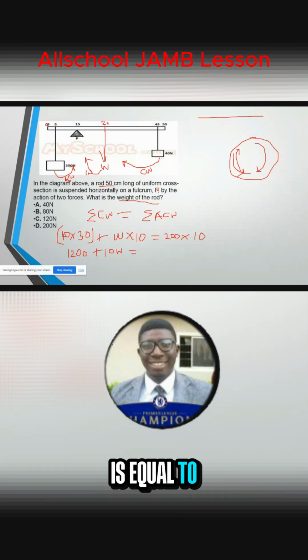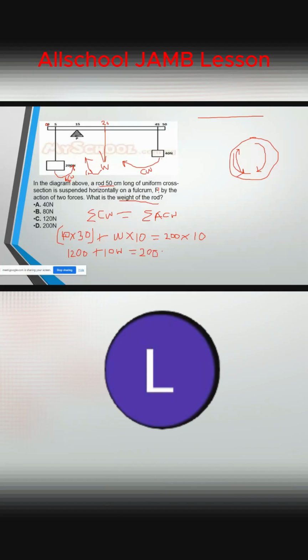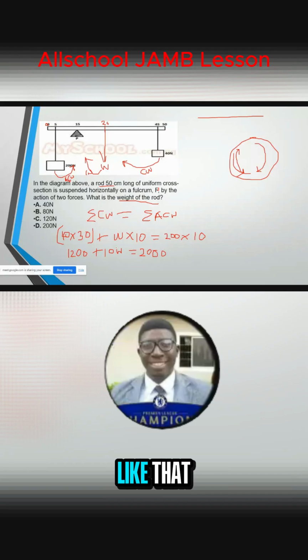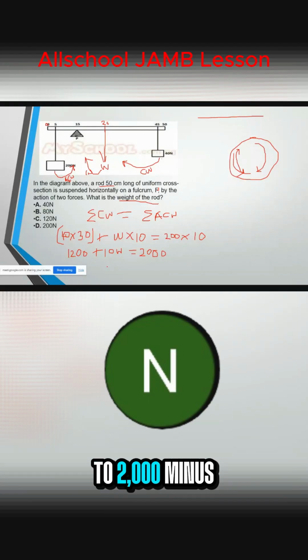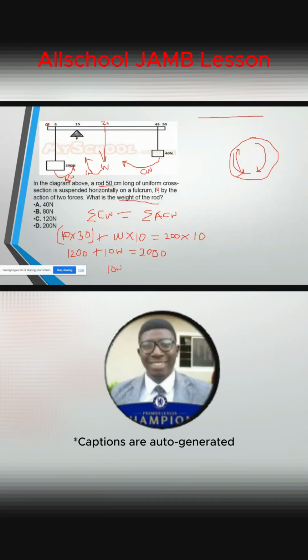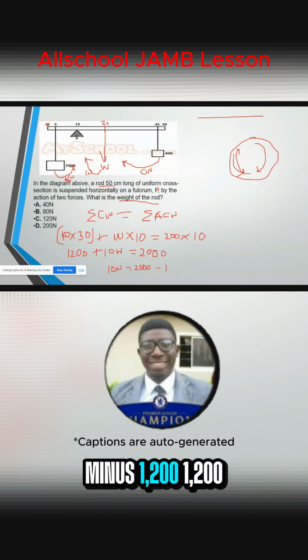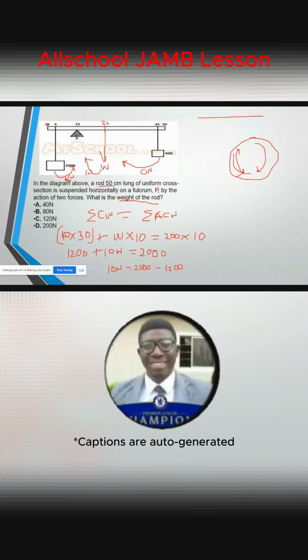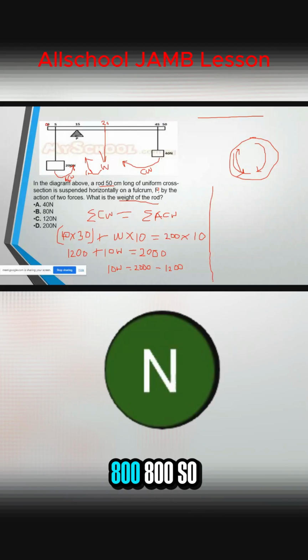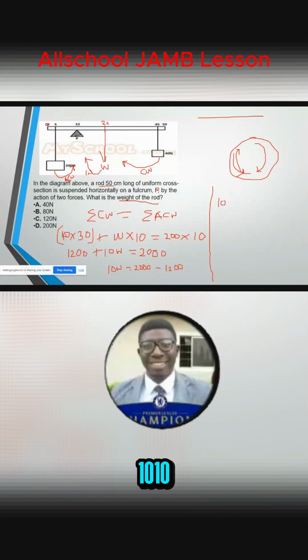200 times 10 is 2000. Next, we collect like this: 10W is equal to 2000 minus 1200. 2000 minus 1200 gives us 800. So 10W is equal to 800.